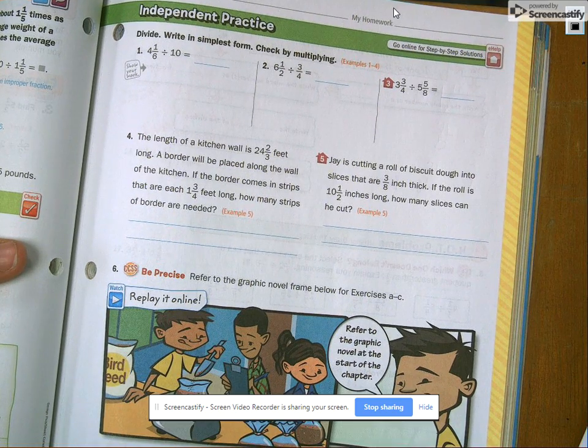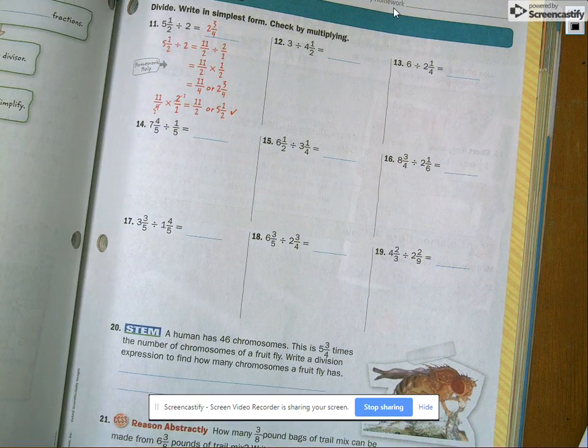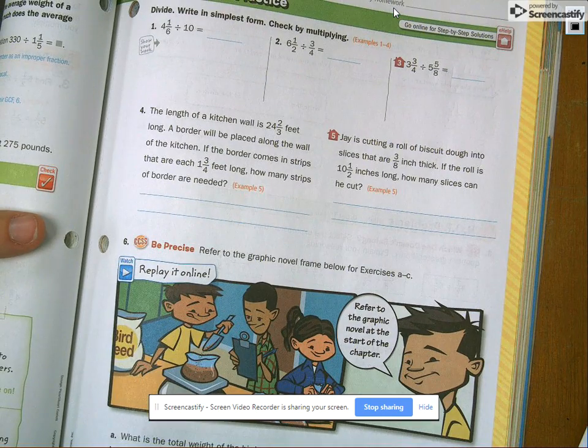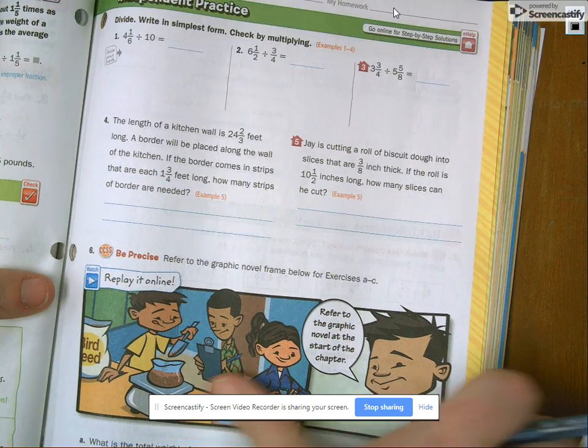Your homework is page 329 and 330. Please make sure we get this done. This is an essential standard, and we will be having a quiz on Thursday.